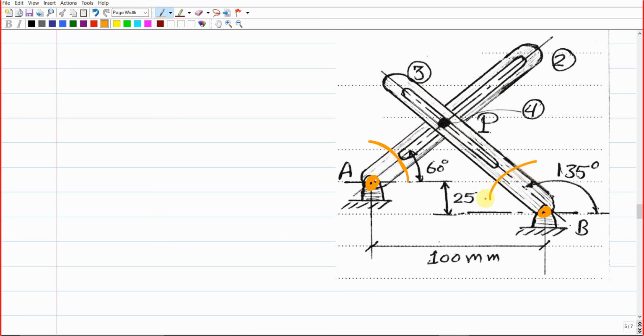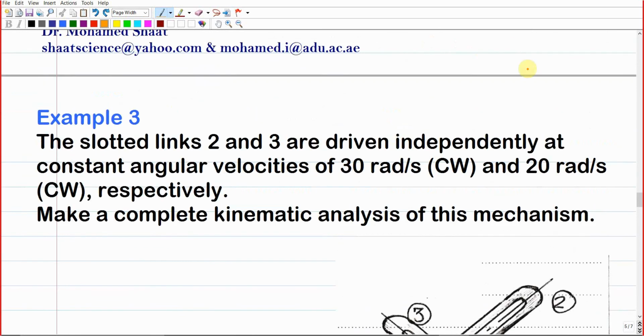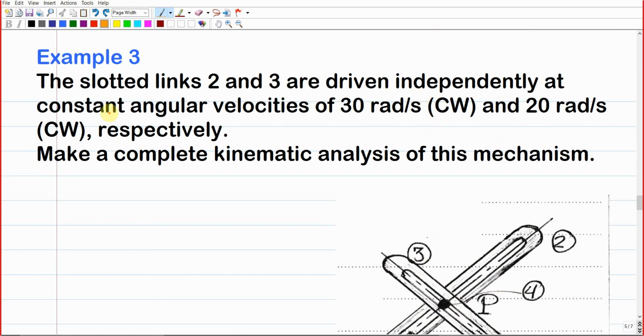So what does it mean? It means that this link would rotate clockwise or counterclockwise, and this one would be rotating clockwise or counterclockwise. So two opposite directions or even the same directions of rotation, they are totally independent. Make sense? So they are independently rotating at constant angular velocities of 30 radians per second clockwise and 20 radians per second clockwise as well, respectively.